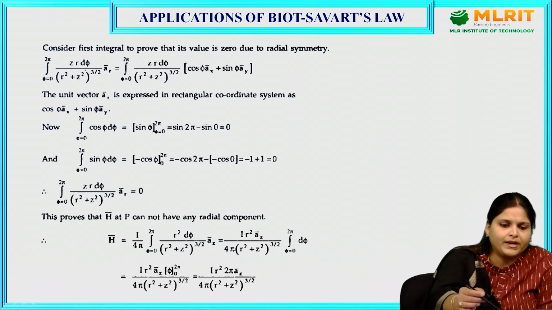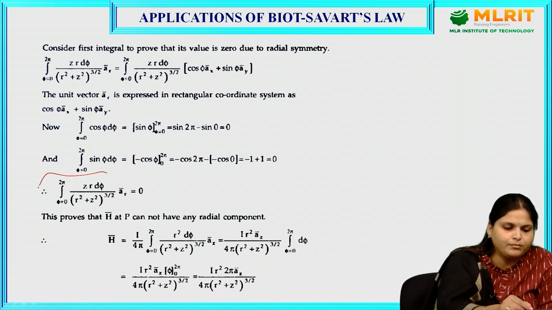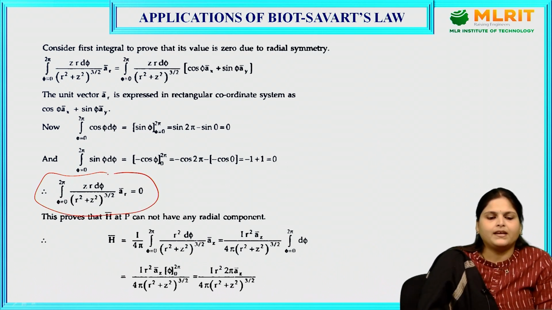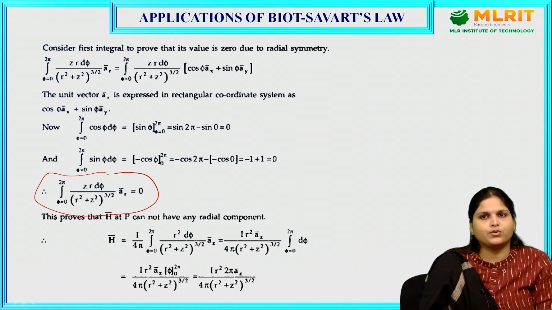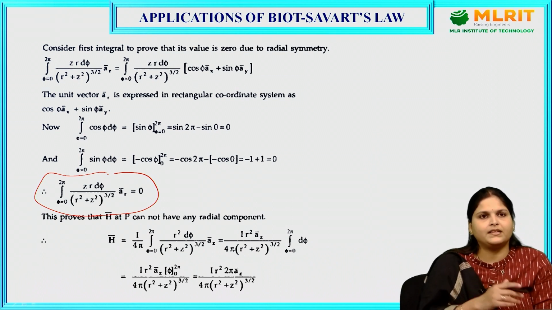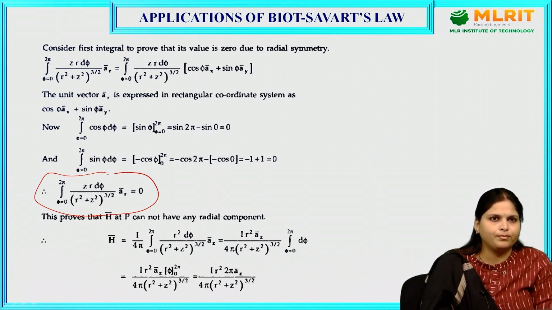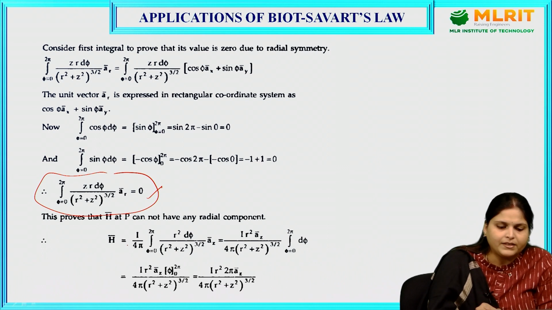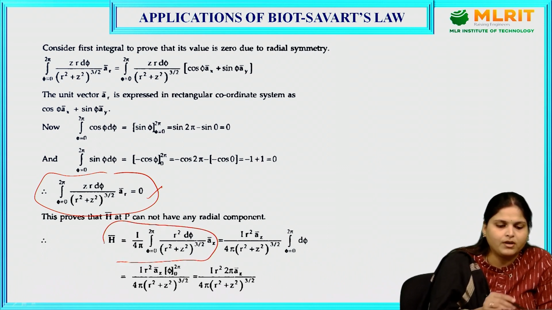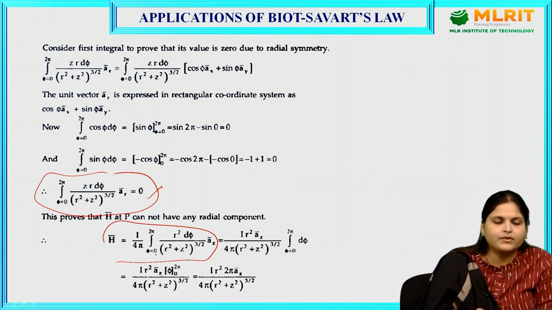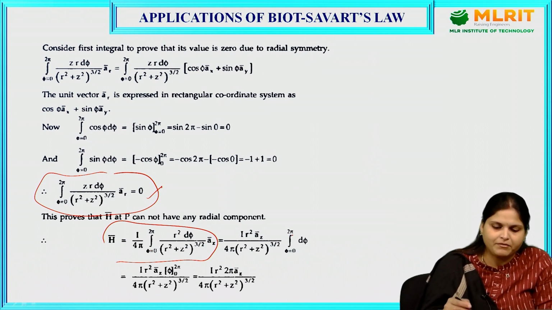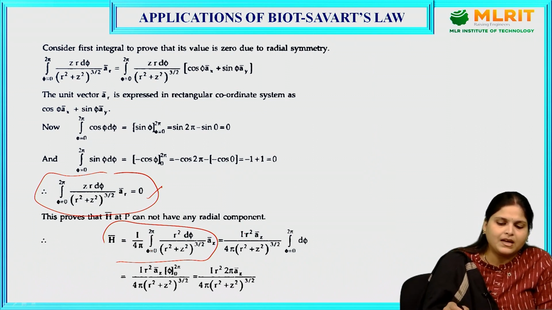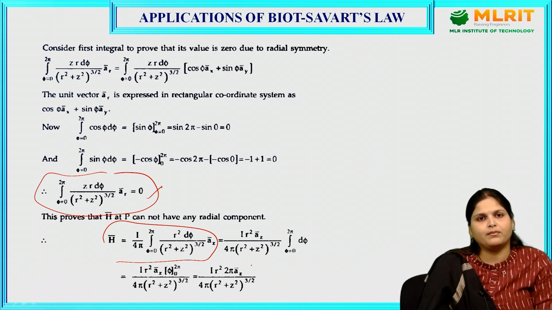We further elaborate it and we get this term, z r d phi upon r square plus z square az, and the integral limit is phi equals 0 to 2 pi. Now we will simplify it. This is the first term which has become 0, and this is the integration for the second term. The limit is from 0 to 2 pi. When we further simplify it, it becomes I r square az upon 4 pi into r square plus z square to the power 3 by 2.